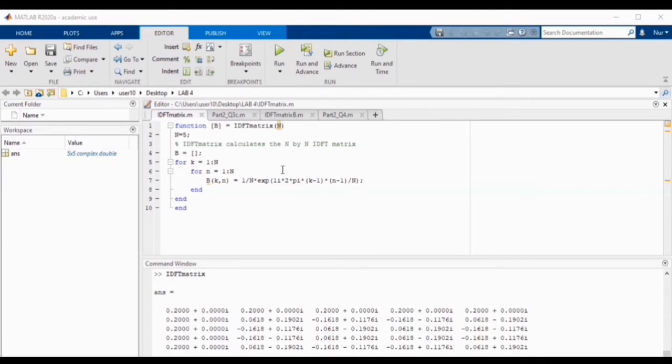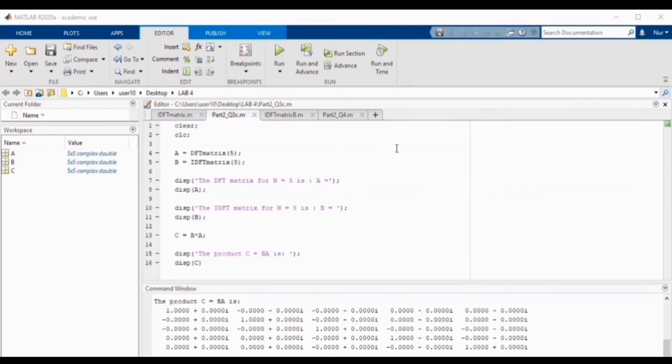Next, we write the code to make the IDFT matrix. We'll calculate the n by n IDFT matrix as this. And then we enter the equations of the analytic expressions in MATLAB so that we can get the result as this from the command window here.